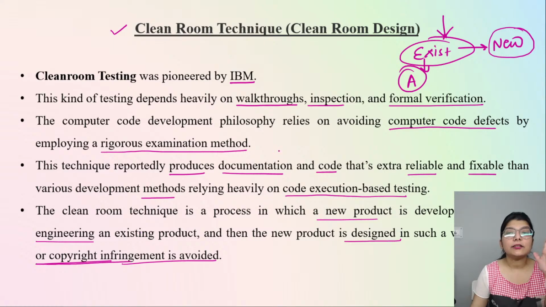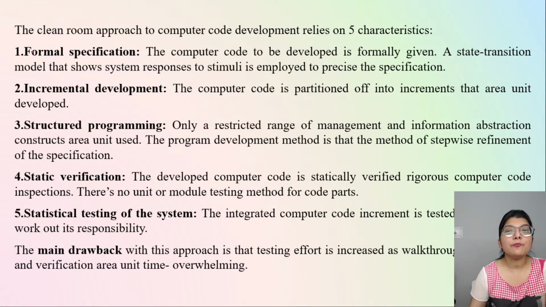That means there is no chance of copyright infringement or patent infringement. So this is making software in such a clean way that nobody can say that it was our software and you have copied it. Okay, so now this is the important part. This is the important part. Why? Because from these characteristics they have given a question. We will discuss the question right now. What are those characteristics?